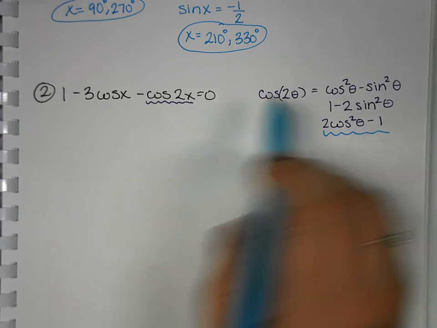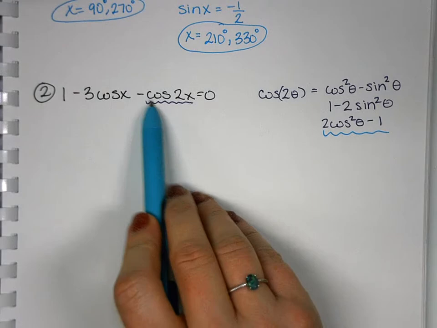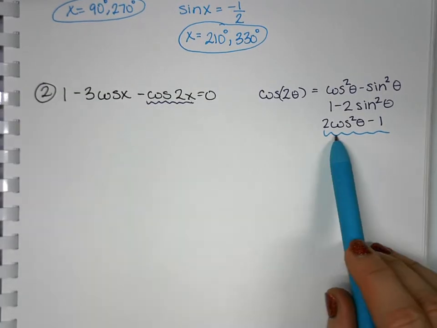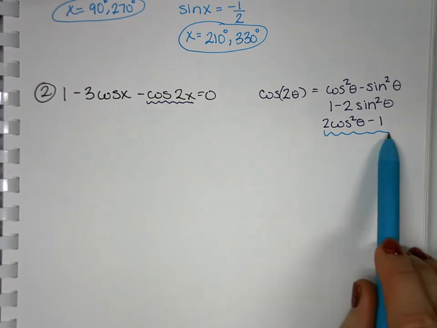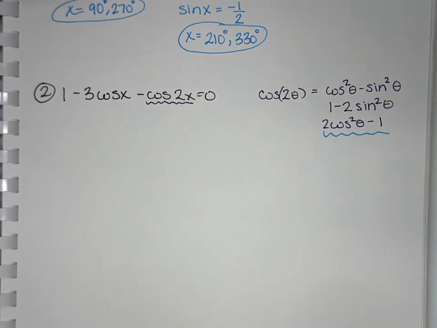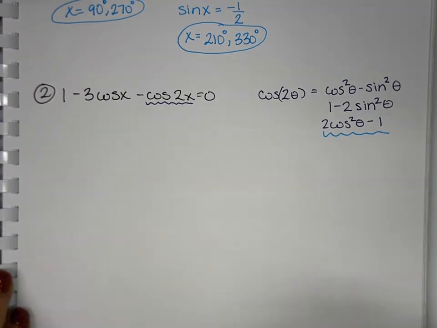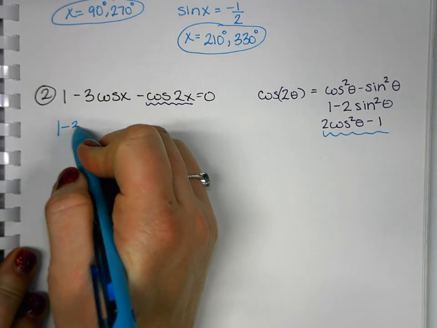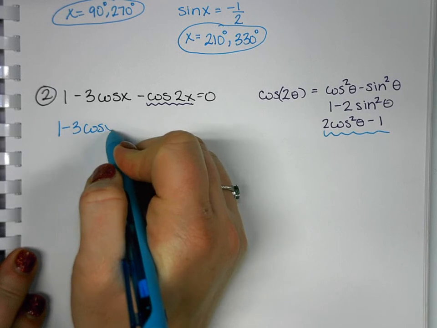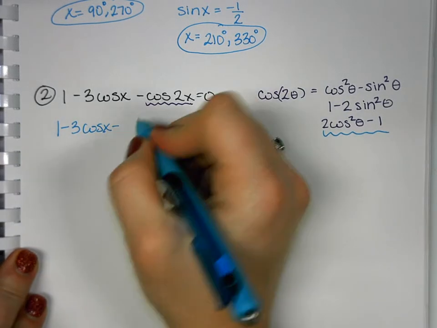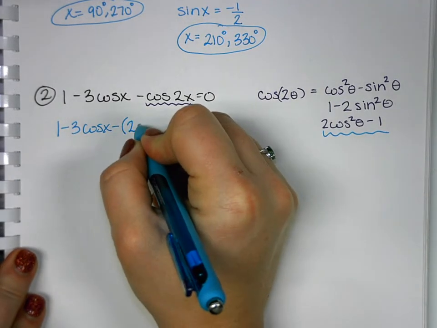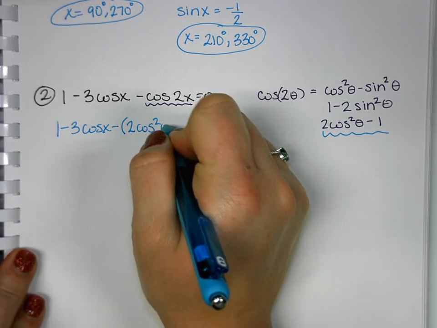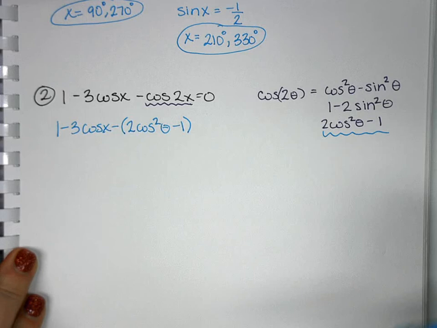So for this one, because I have other cosines in my function, I want to try to keep it all cosine. So I'm going to use this third one so I can keep everything as a cosine in my problem. So I'm going to go ahead and substitute, and I'm going to make sure I put my parentheses because I'm going to have to distribute that negative. Oh, I need to use x, not theta.